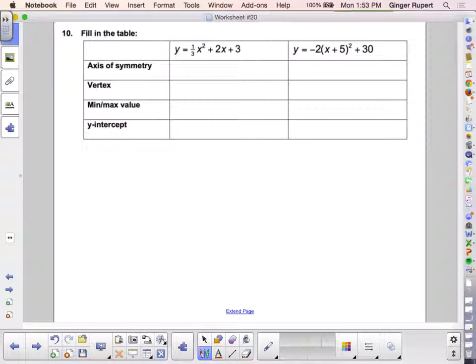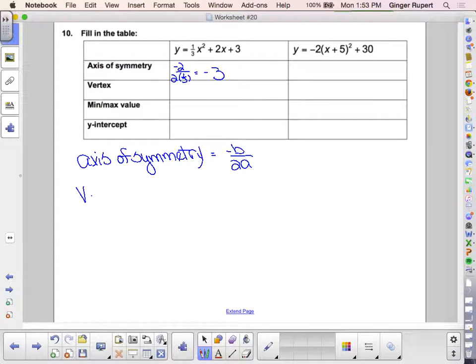Next is number 10. Number 10 asks you to fill in the table. You have to find the axis of symmetry. Remember, you find the axis of symmetry using minus b over 2a. So here, minus b over 2a, minus 2 over 2 times 1/3, is going to equal -3.